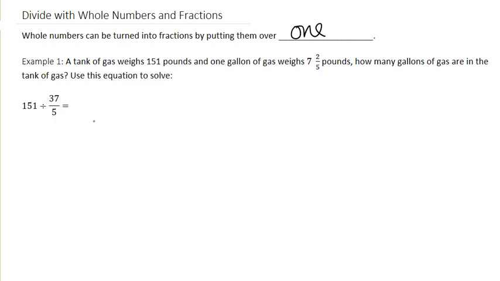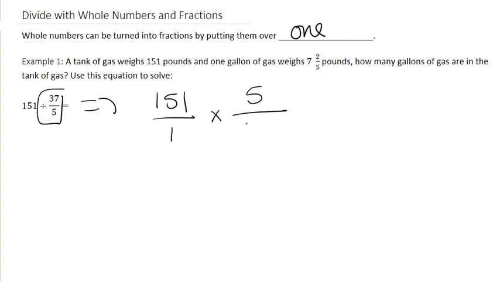And so the first thing we're going to do is put this 151 over 1, so we make that whole number into a fraction. And then we're going to multiply by the second term's reciprocal. So we have 5 over 37. So now we can go ahead and multiply.